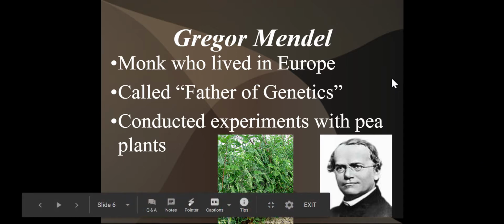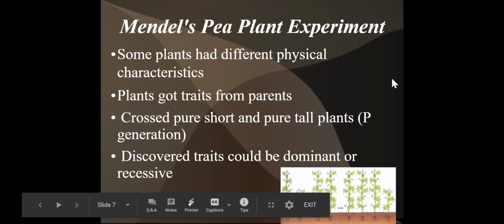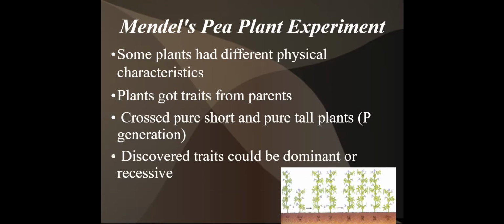A lot of what he found out about genetics, he determined through these experiments that he did on the pea plants. In his pea plant experiments, he used pea plants for a couple of reasons. One, the pea plants grew very quickly, so he was able to plant the seed and it grew, and he could see the different traits. Pea plants also had lots of different physical characteristics. For example, some of the plants were tall, some were short. Some had round seeds and some had wrinkled seeds.